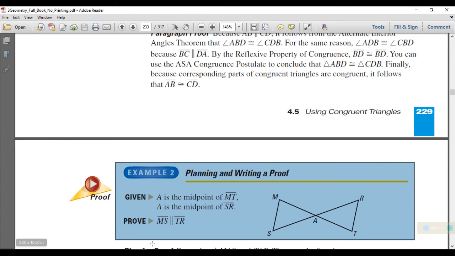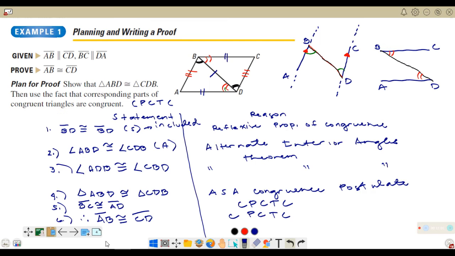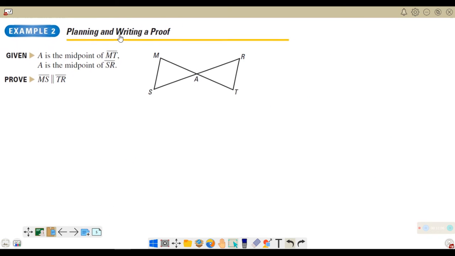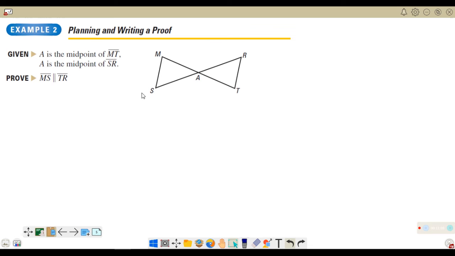Hindi ko na nilagay yung plan for proof para ma-surprise tayo. Pag magkaiba kami ng approach sa proof, edi mas maganda. Marami kayong choice, 'di ba? So, planning and writing a proof. Lagay tayo dito ng sarili nating plan for the proof.